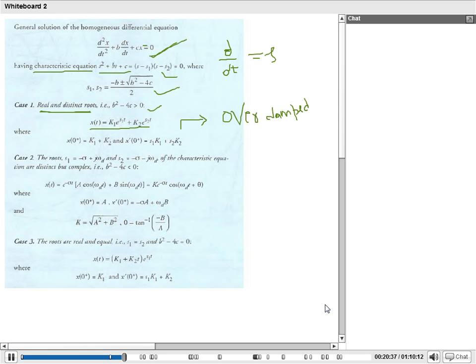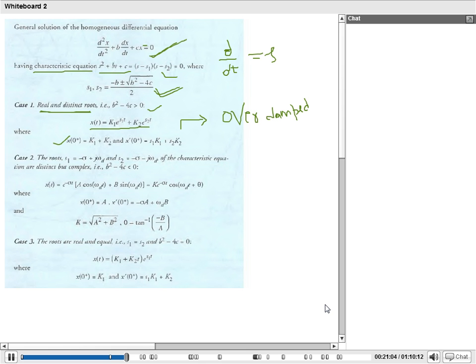So how to solve these? See here, k1 and k2 are unknowns. S1 and S2 are the roots of the characteristic equation. So you can substitute S1 and S2, that is e power S1t and e power S2t. But K1 and K2 are constants. How to find out these constants? By using initial conditions. The initial conditions they will give in the problem. So considering those initial conditions, solve for K1 and K2.